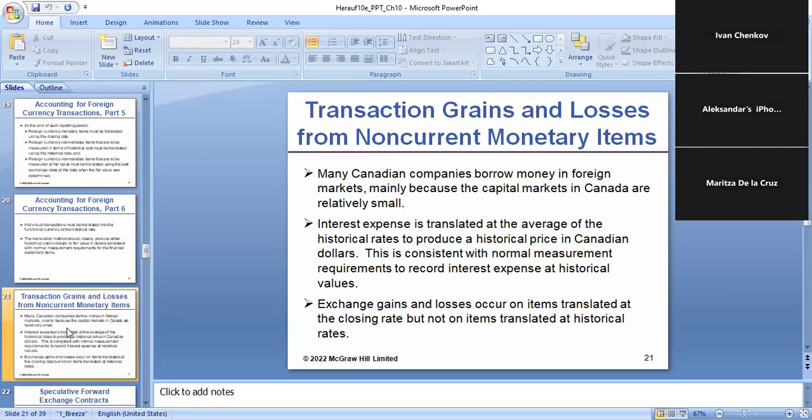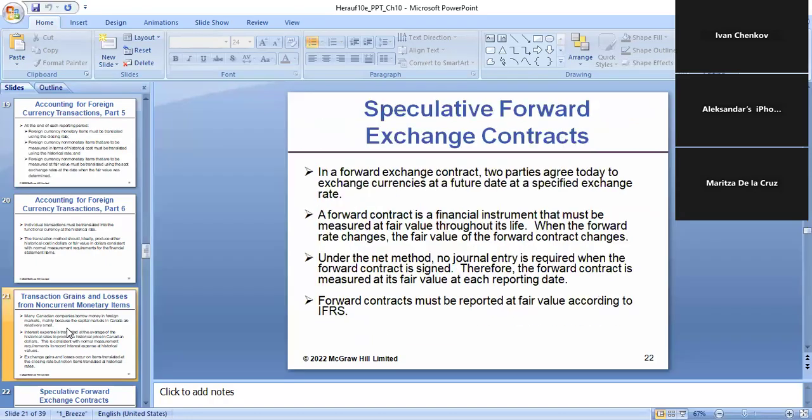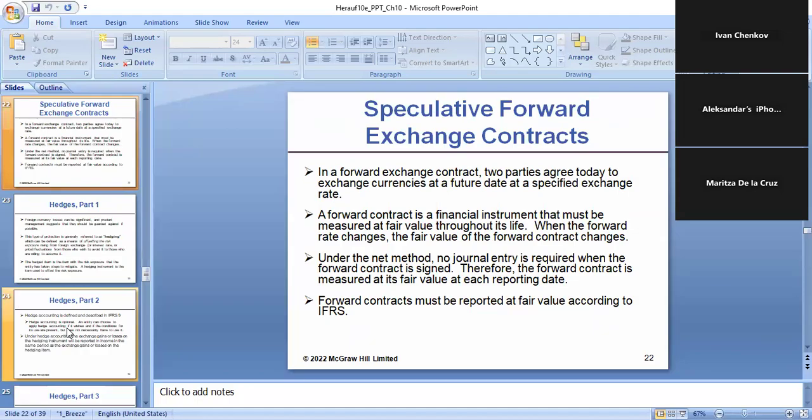Exchange gains or losses happen on items translated at the closing rate, but not on items translated at historical rates. So basically, we may have some exchange gains and losses, but those happen when the transaction was initially recorded at the historical rate and at the end of the period we have to use the closing rate. But if the item stays with the historical rate on the closing date, there will be no foreign exchange gains and losses. How can we protect ourselves from the fluctuation?